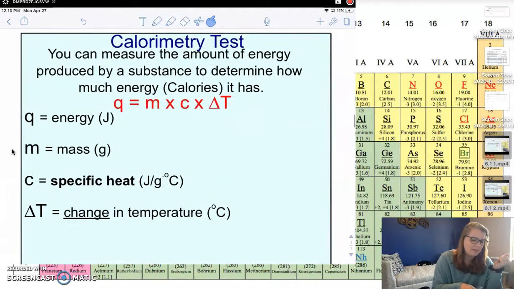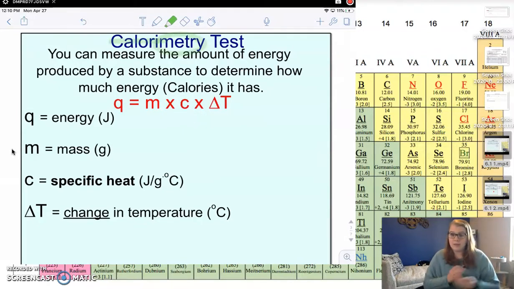Here is where the meat of this is: a calorimetry test. As you're looking at this word here, you might recognize calorie, and then metry means measure. So calorie measurement, an energy measurement test. This is a way to measure how much energy is present in whatever substance or reaction or anything that you're looking at. Our equation is this: Q is equal to MC delta T. So Q is equal to M times C times delta T.